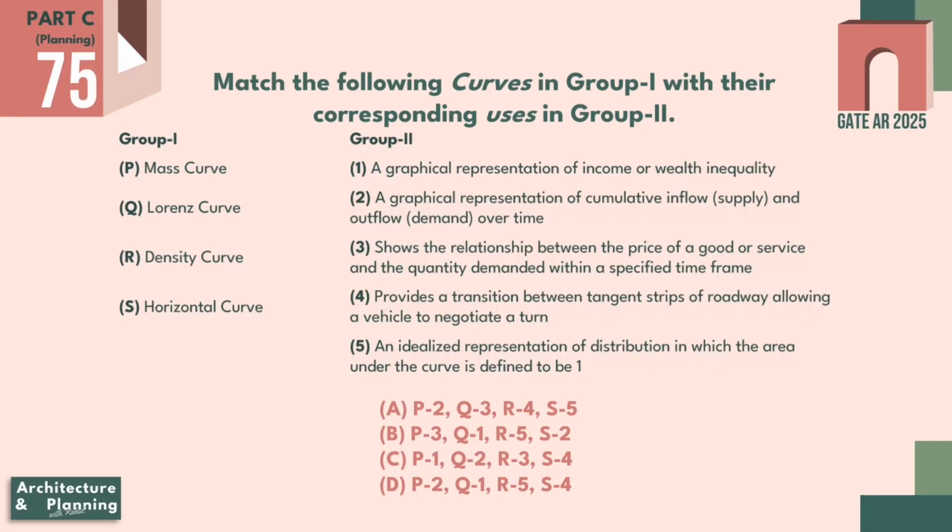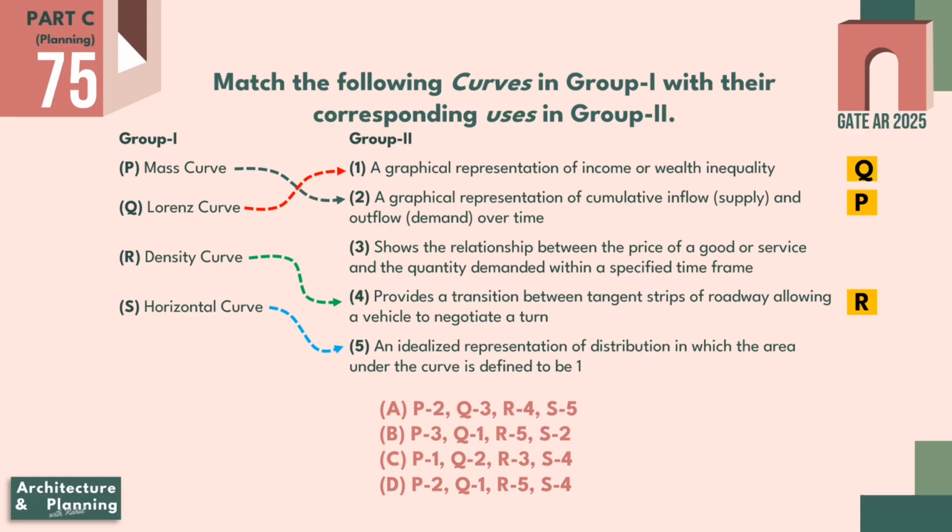Let's see the next question. Match the following curves in group 1 with their corresponding uses in group 2. P is mass curve, which is a graphical representation of cumulative inflow and outflow over time. Q is Lorenz curve, which represents income and wealth inequality. R is transition curve, which provides a transition between tangent strips of roadway, allowing a vehicle to negotiate a turn. The last is density curve, which is an idealized representation of distribution in which the area under the curve is defined to be 1. Therefore, the correct answer of this question is option A.